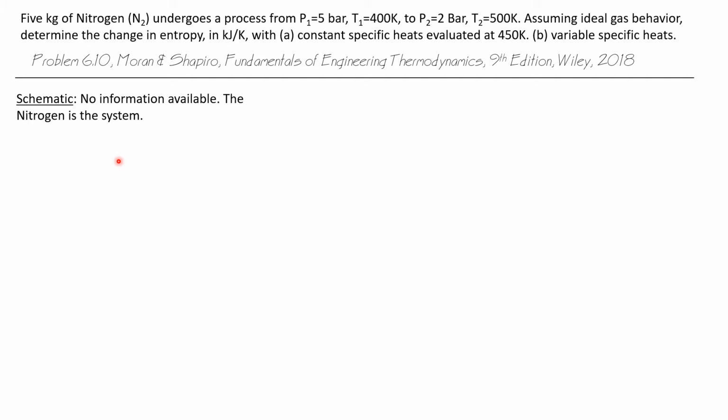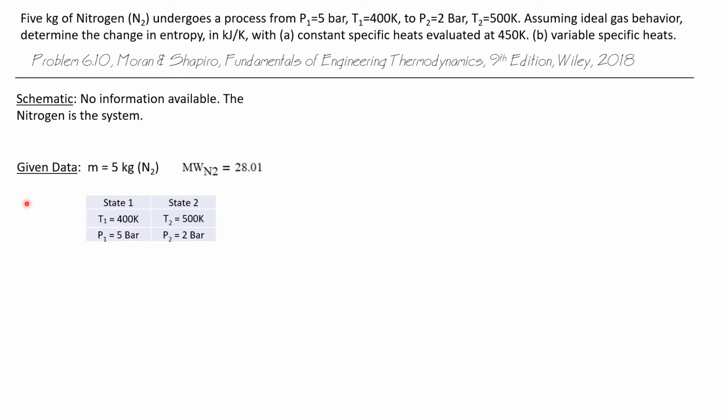I can't draw a schematic because no information about the process hardware was made available. It simply says nitrogen undergoes a process. So we'll simply define the nitrogen molecules as our system, but we don't have a schematic for that. We do have some given data. We know that the mass of the nitrogen in our system is 5 kilograms. We know the molecular weight for N2 is 28.01. And as previously stated, state 1 and state 2 are both defined by given temperatures and pressures.